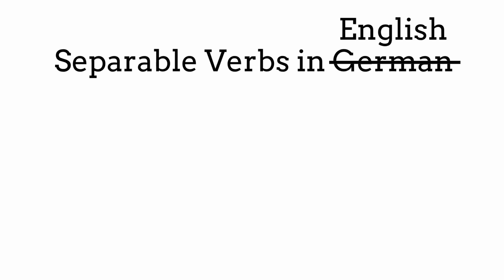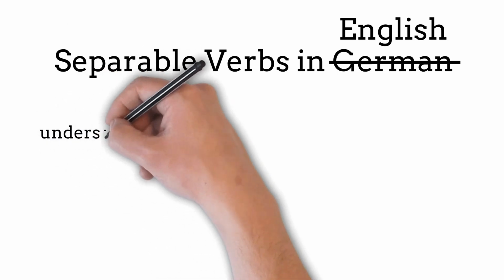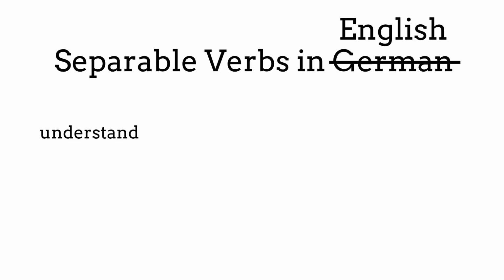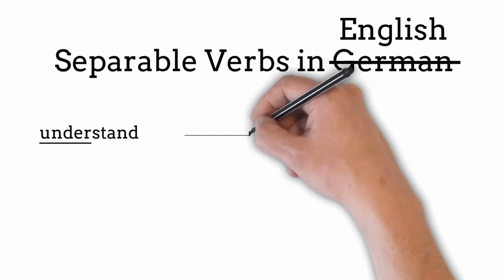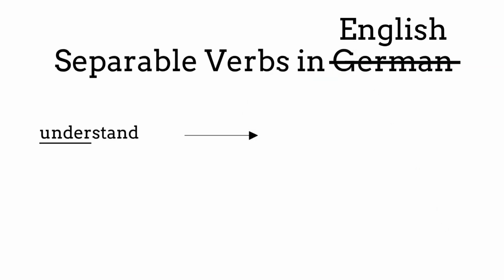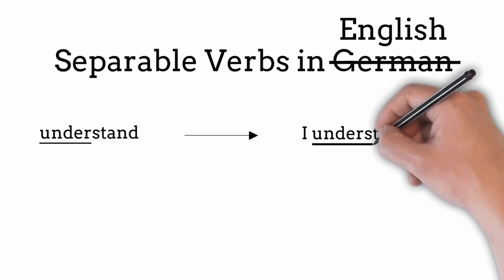In English, there are three types of verbs which come close to separable verbs in German, but are not quite the same. Let's look at these three different examples. The first one is understand. Understand is made up of two parts. The first part is under, a prefix, and the second part is stand. But they actually always stay together. They never separate. For example, you say, I understand this, and the two parts remain together in the one word.